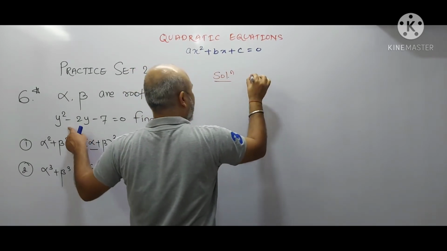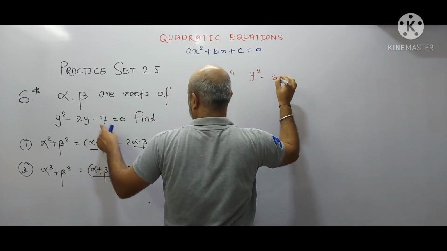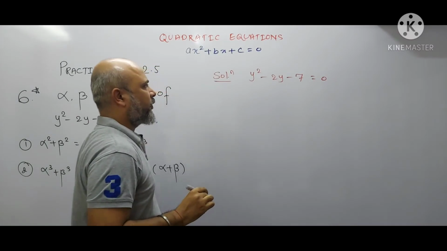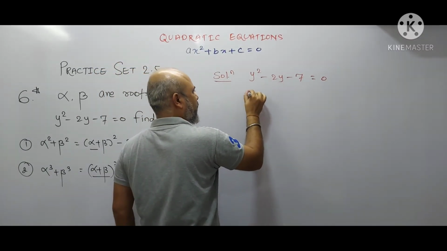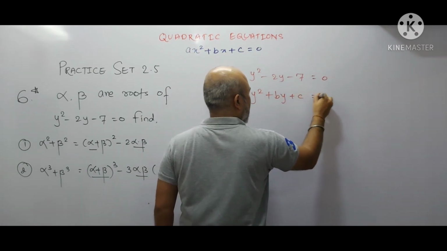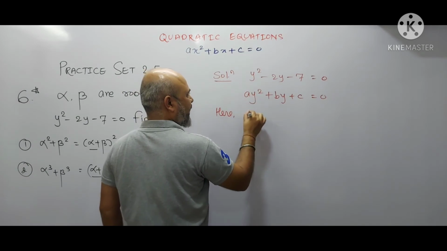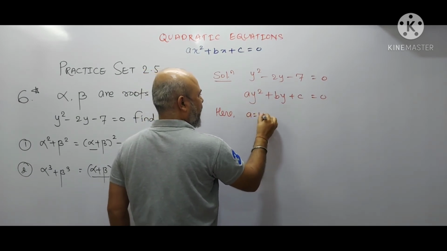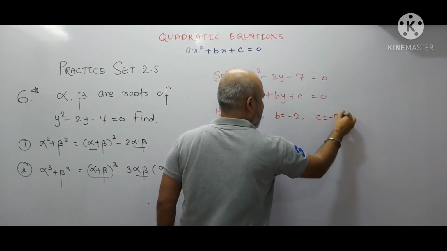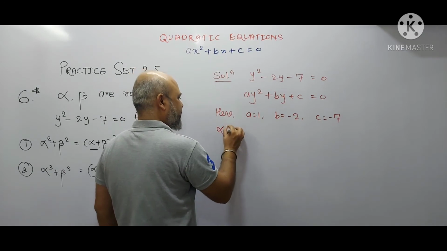What is quadratic equation? Y square minus 2y minus 7 is equal to 0. Now we'll compare this with the standard form, that is ay square plus by plus c is equal to 0. So here what will be the value of a? A is 1. What is b? B is minus 2. And what is c? C is minus 7.